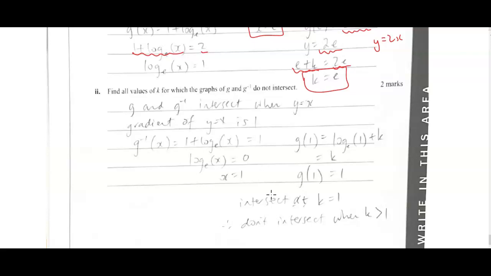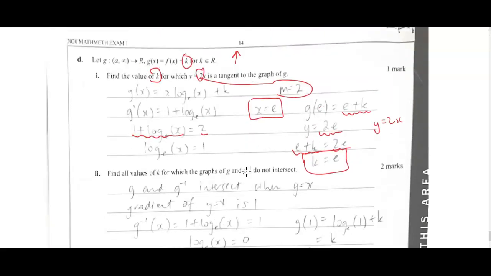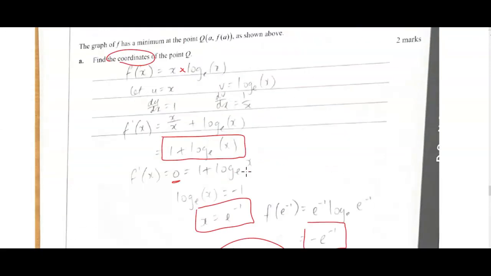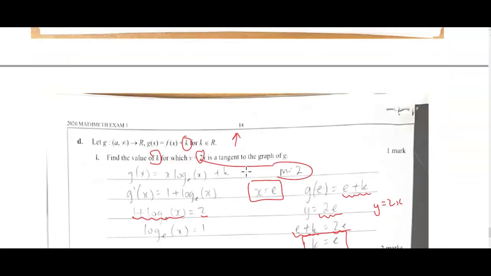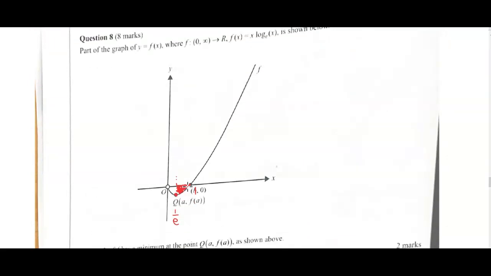So find all the values of k for which the graphs of g and the inverse of g do not intersect. All right, so they intersect at y equals x, like I said before. So if we want them to intersect, so k, remember, is your vertical translation. Just go up here to, actually, what was g of x? I can't even remember. f of x plus k. So k is just shifting this parabola up.